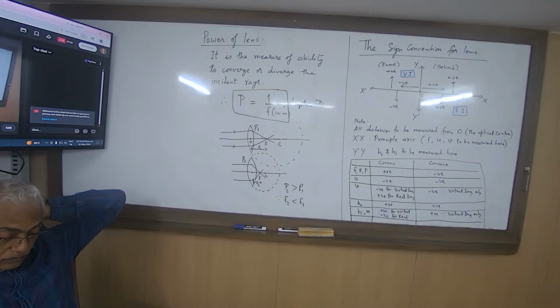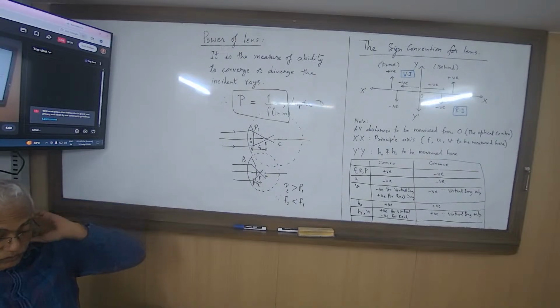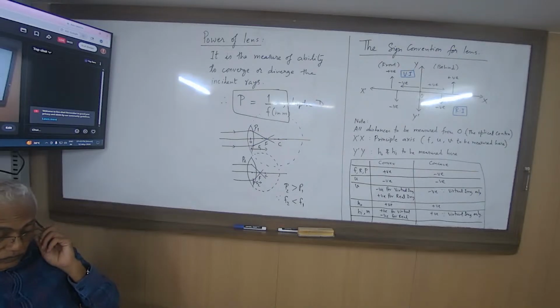Sir, I think D. D, 3 and 5 are correct. Yes, 3 and 5 are correct. The rest have something wrong. So eliminate the wrong ones.